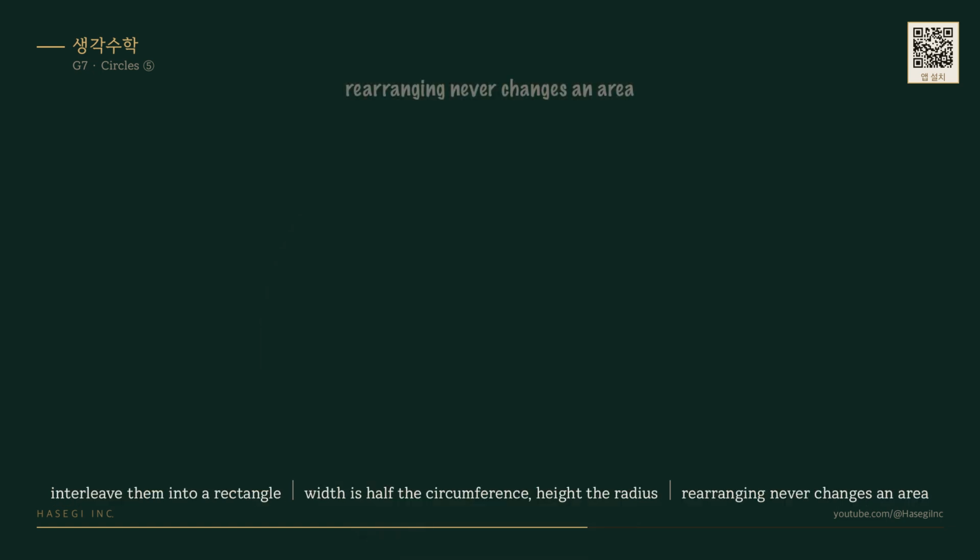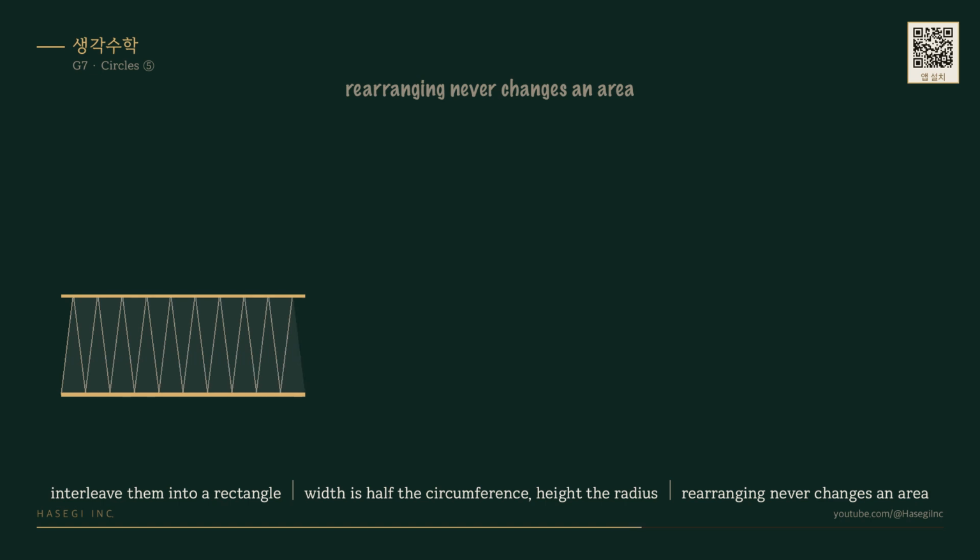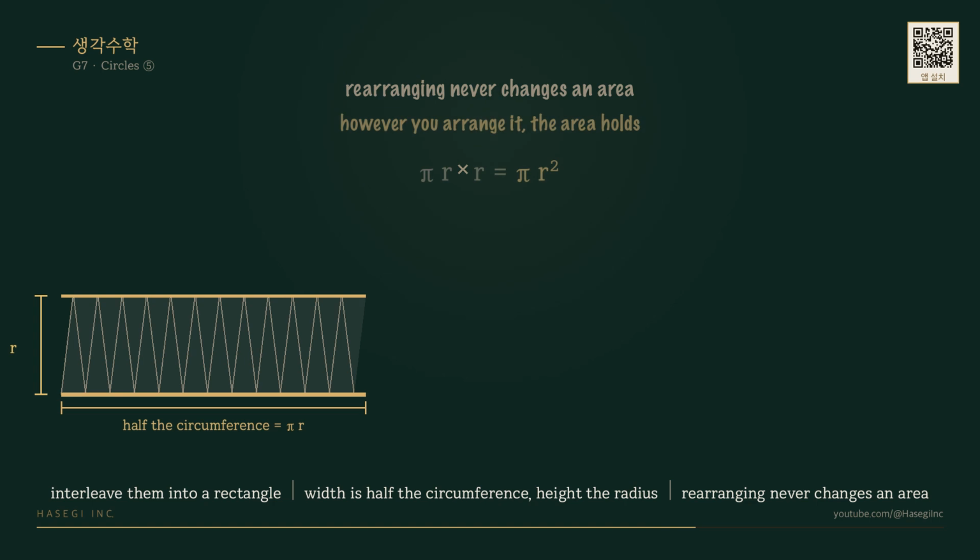Arrange the slivers differently, and the answer holds. Interleave them, one pointing up and the next pointing down, and they close up into something near a rectangle. Its width is half the circumference, its height the radius. Width times height is pi r times r, which is pi times the radius squared again. Rearranging never changes an area.